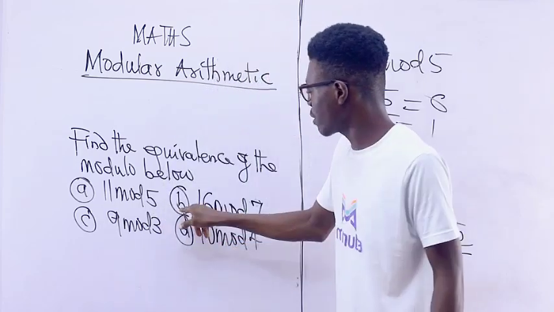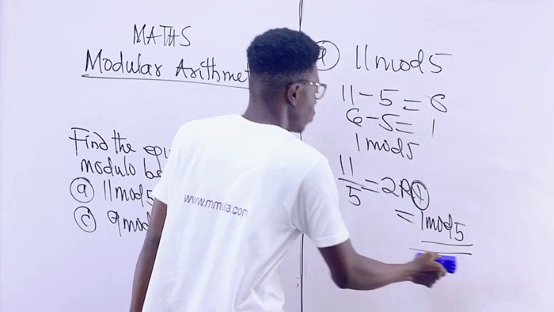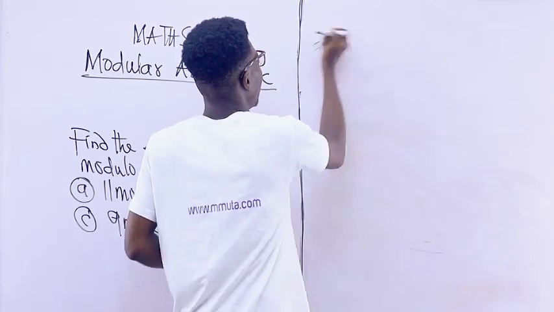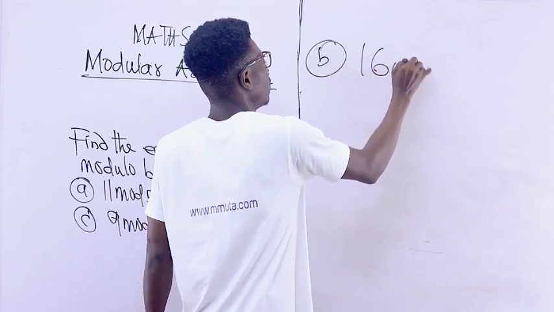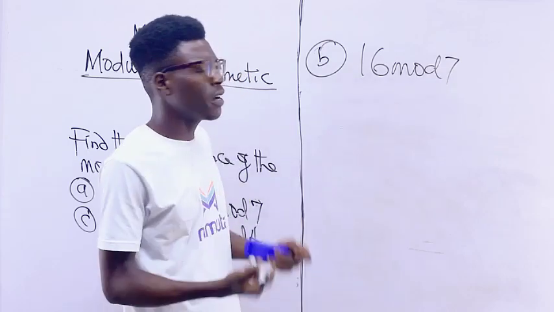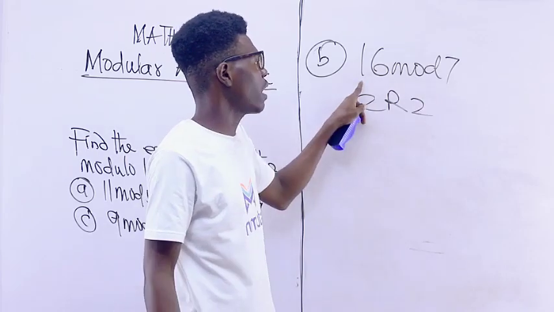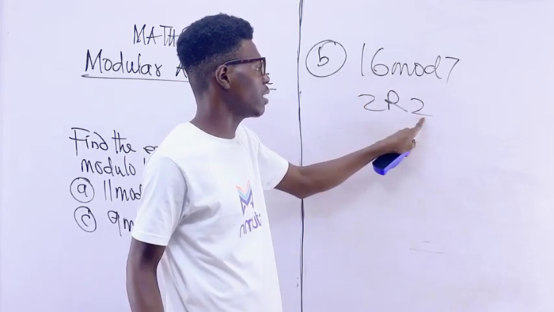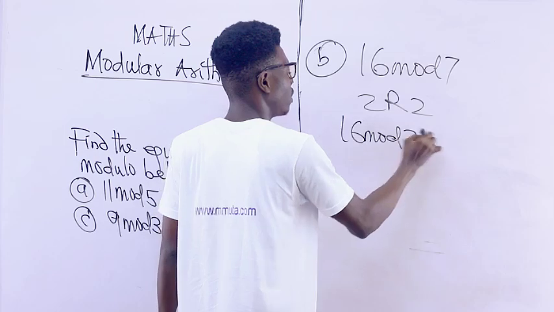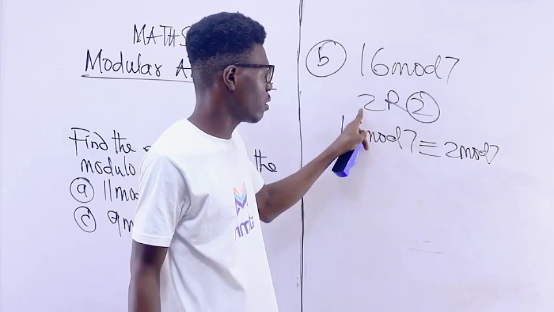Okay, so this part B, let us watch this part B. 16 mod 7. How do you resolve 16 mod 7? We have our B to be 16 mod 7. So you are going to say 16 divided by 7. 16 divided by 7, of course, is 2 remainder 2. Because 7 can only divide 14, and the whole number is 2, and then the remainder is 2. Therefore, 16 mod 7 is equivalent to 2 in mod 7. It is this 2 that I took, and not this one.